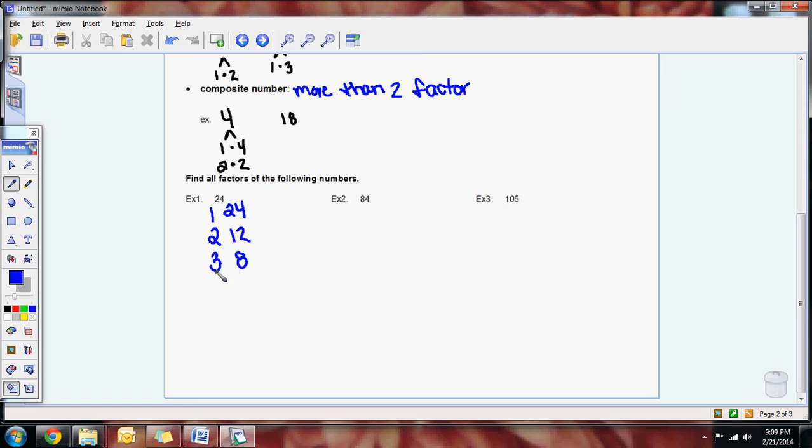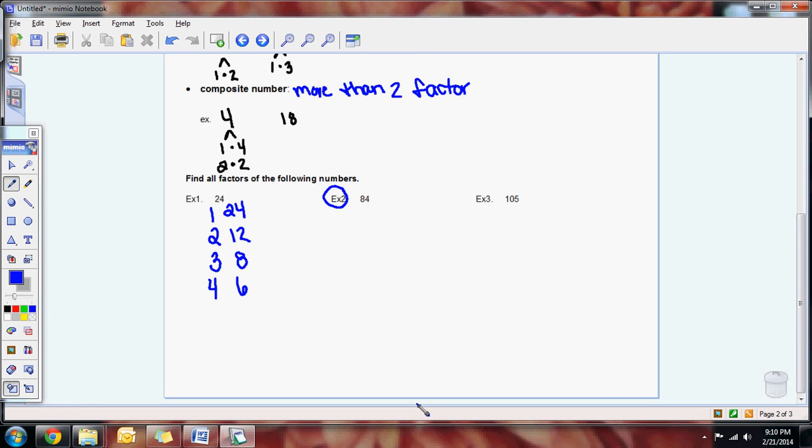24 divided by 4. Yep, I can do that. So 4 is a factor. So 4 times 6. 24 divided by 5, that won't work, so 5 is not a factor. It brings me back around to 6. So these are all of my factors of 24. Okay, and that's all you have to do for this section. I just want you to be familiar with the factors of each number. I'm going to have you guys try example number 2 with 84.